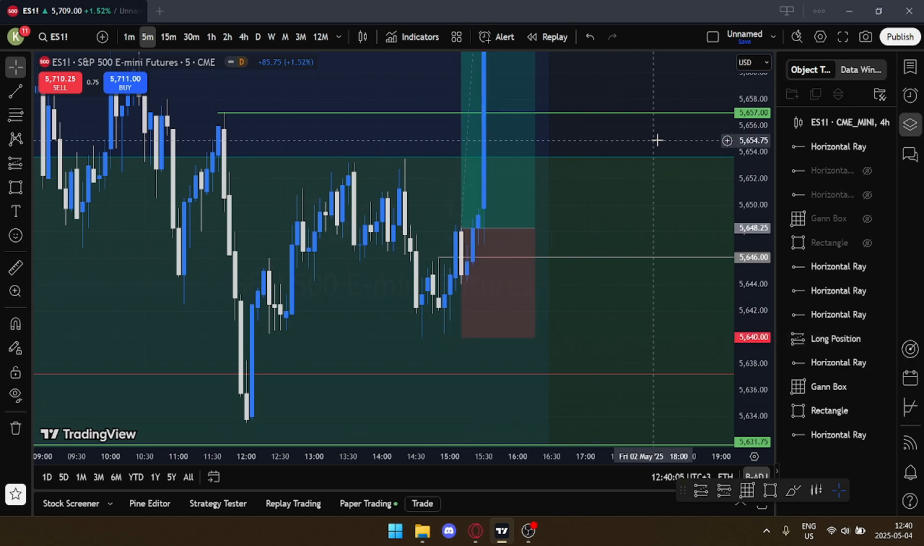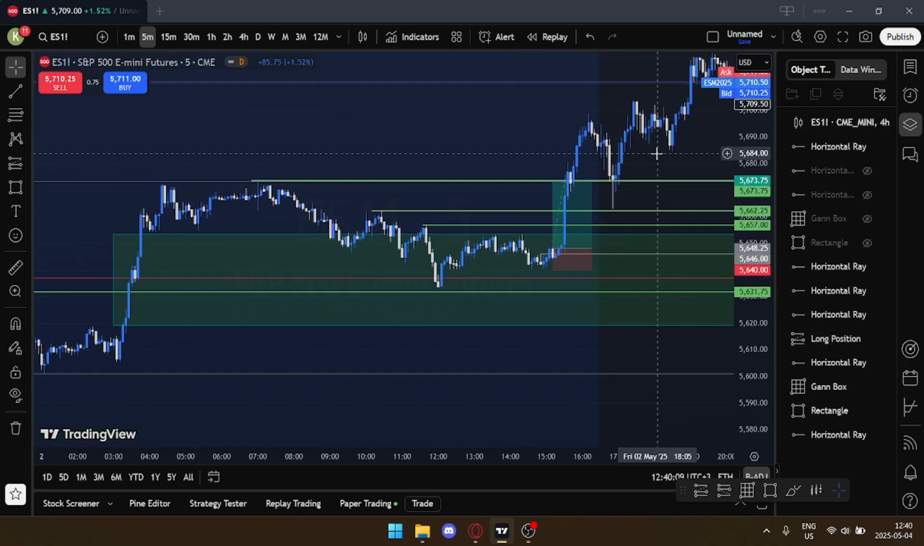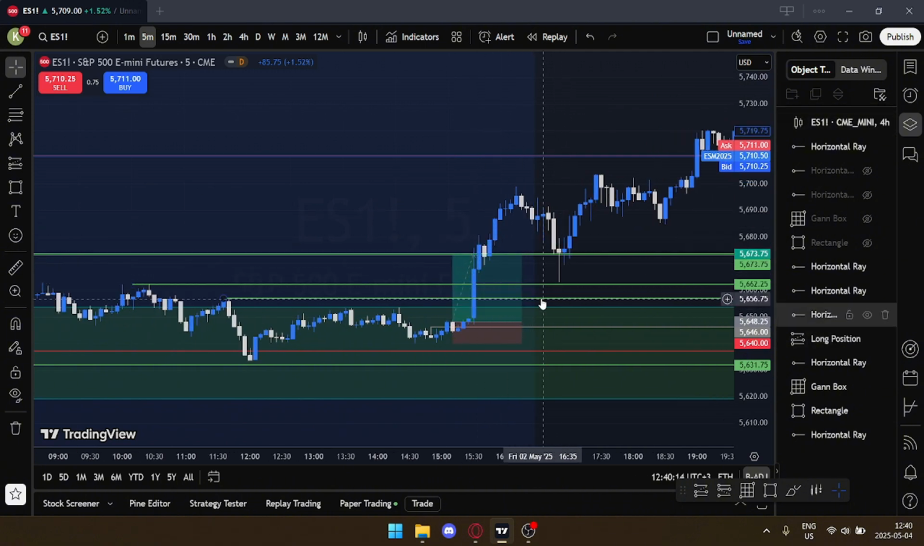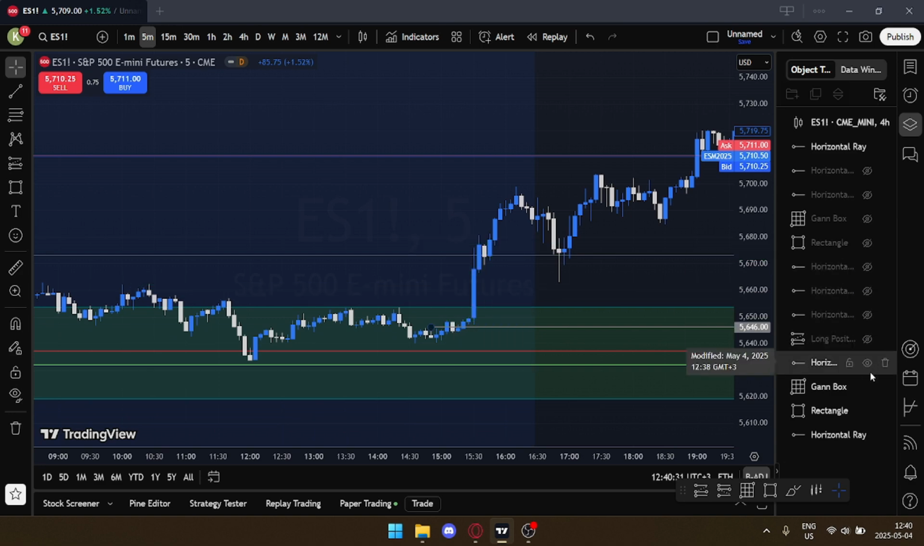But now there's a problem with this trade, because it was still before the official market open. So even though it's an amazing trade, it doesn't really count, I guess. I don't know. So I'm gonna hide all of this right now.